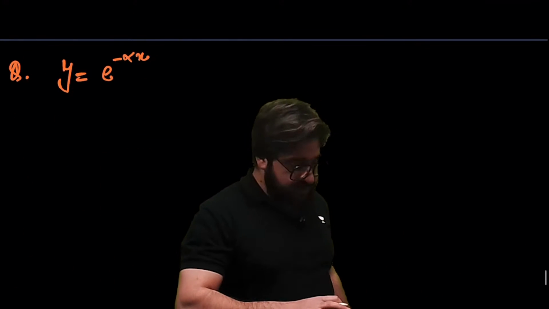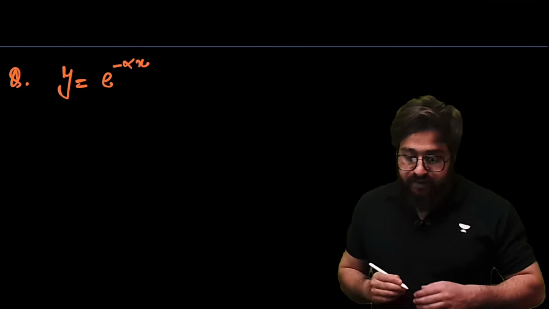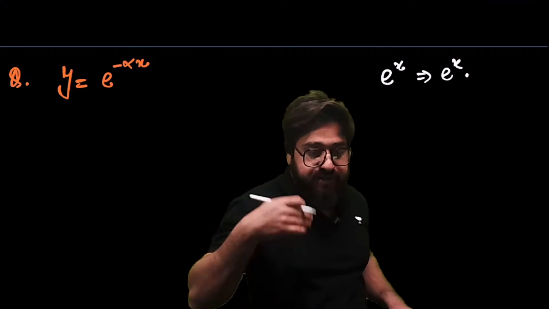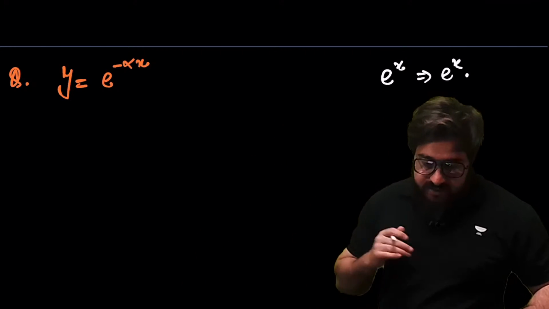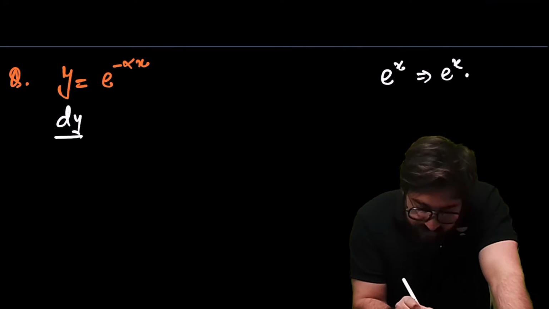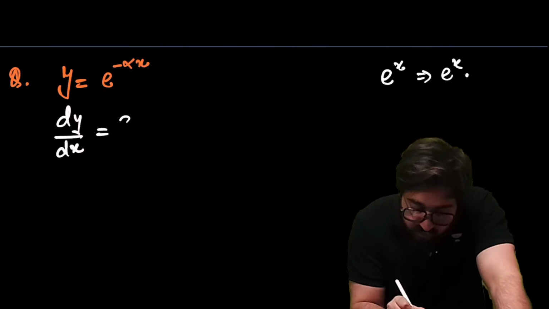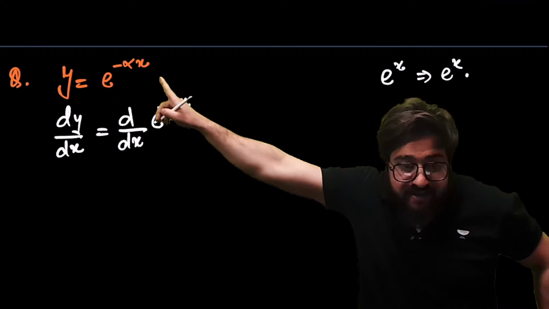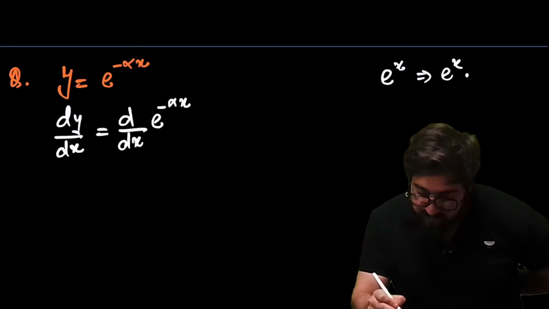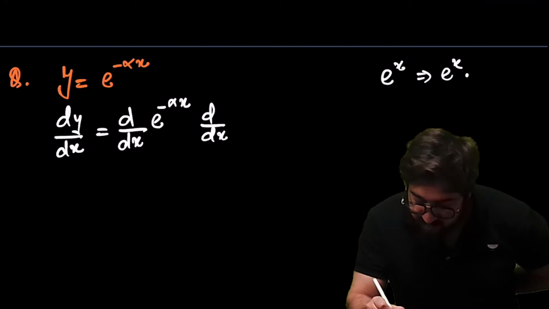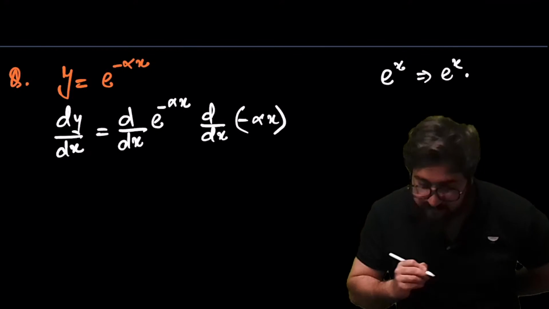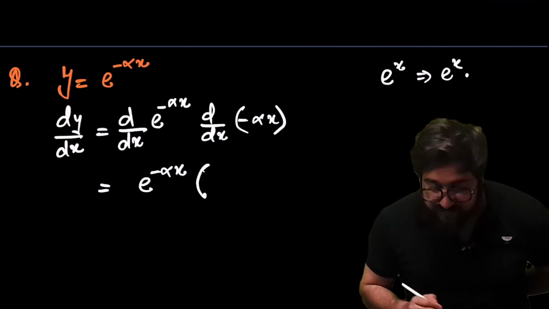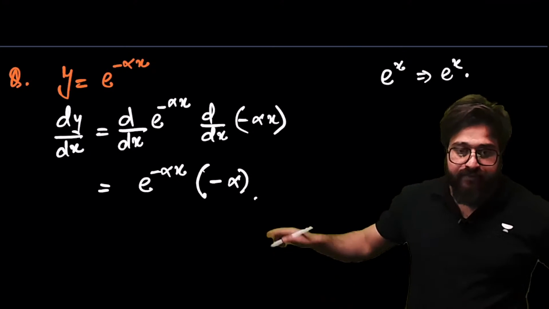Is this clear? Can you differentiate this one? Sir, e raised power x, differentiation of e raised power x is also e raised power x. Its differentiation is e raised power x only. See, in this case, in order to find dy by dx, listen to me very carefully. First, we'll do the differentiation of e raised power minus alpha x. Then, whatever is inside this, d by dx of minus alpha x. So in this particular case, differentiation of this is e raised power minus alpha x and differentiation of the inside is minus alpha. Okay.